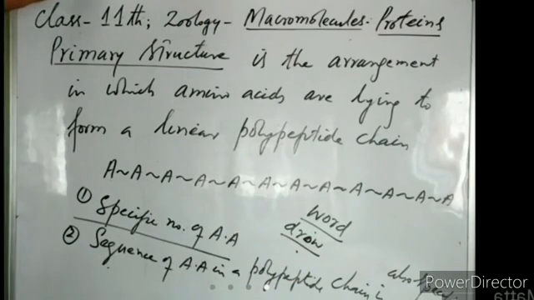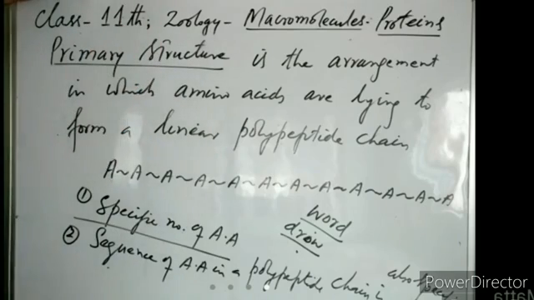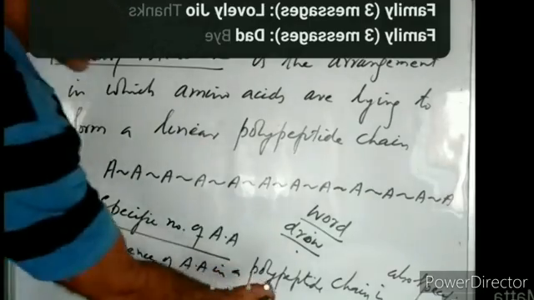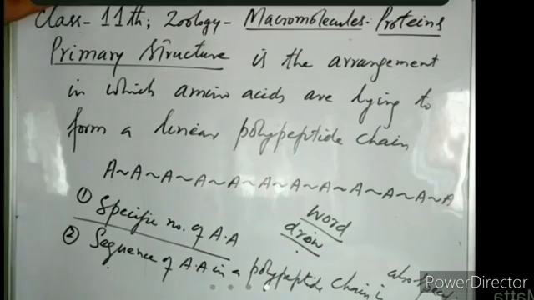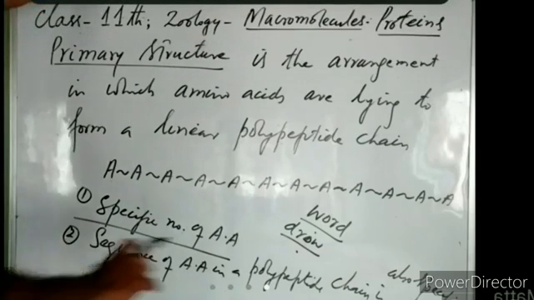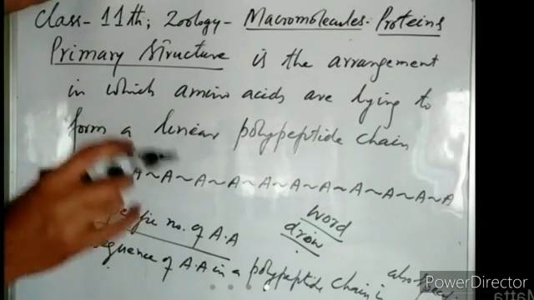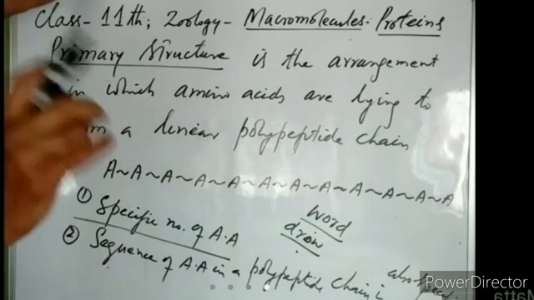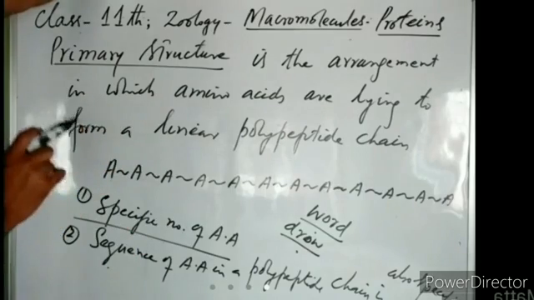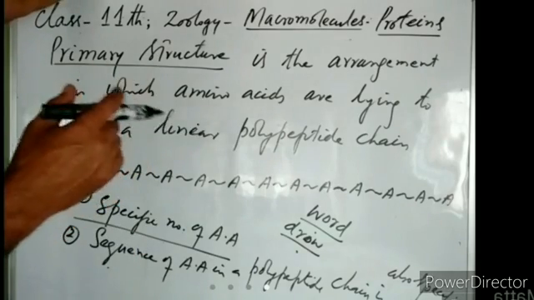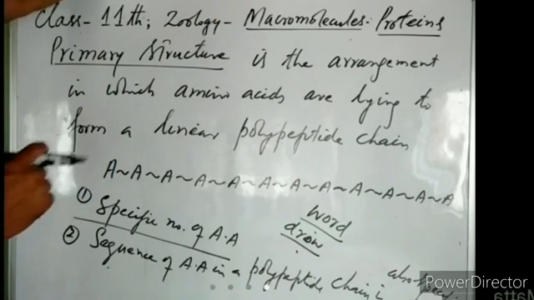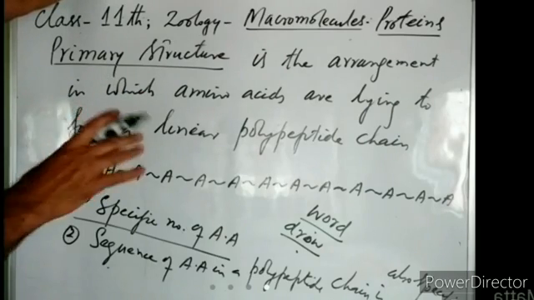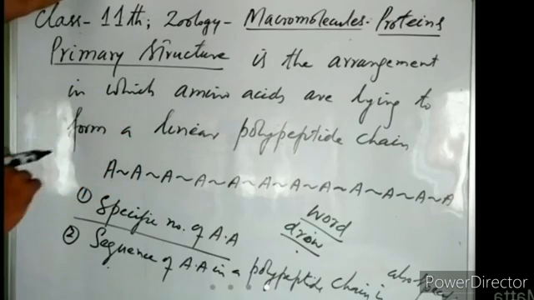Similarly, in a polypeptide chain, the sequence of amino acids is always specific. If we have a protein in its primary structure, it will have a fixed number of amino acids, and those amino acids will be in a specific order. If we change the sequence of amino acids, then the protein will lose its function. The protein may not be the same.